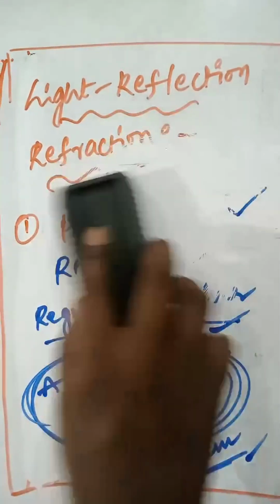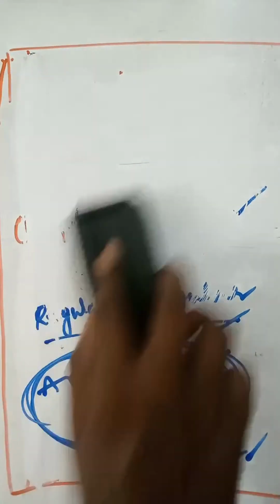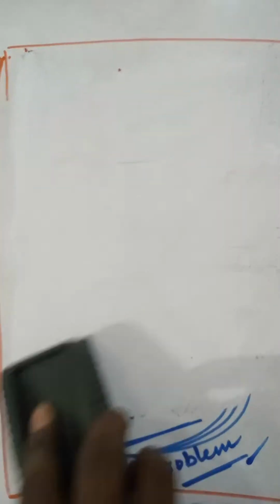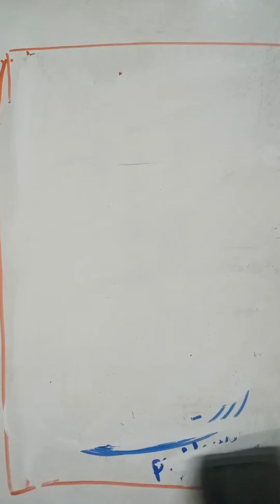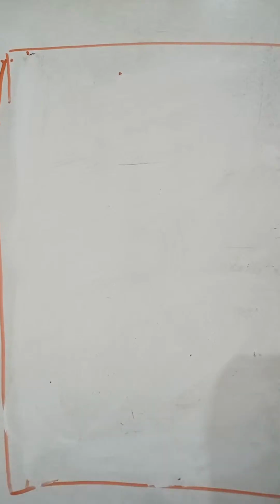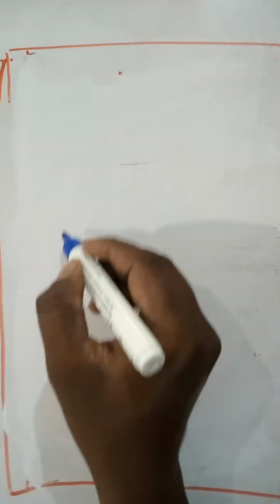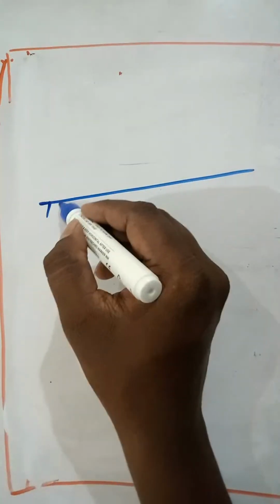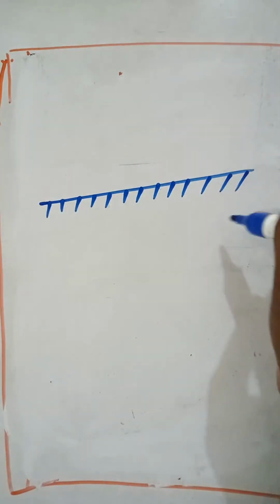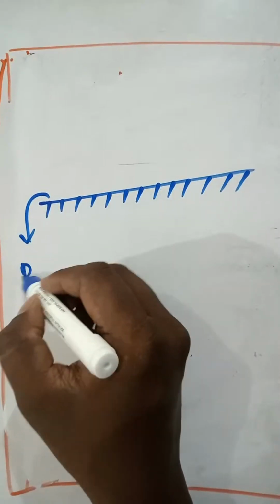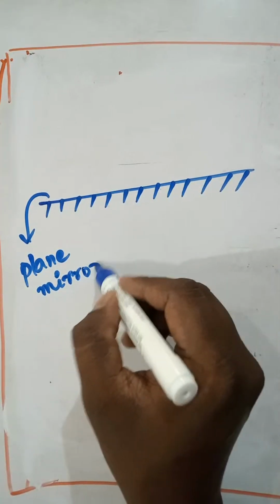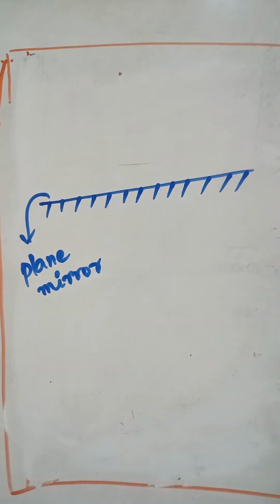Coming to reflection. What is reflection? Reflection is nothing but, when the incident light falls on a surface. Here I am taking the plane mirror. This is a plane mirror, a highly polished smooth surface.